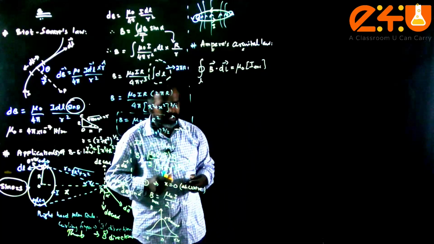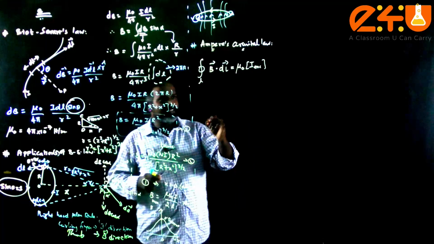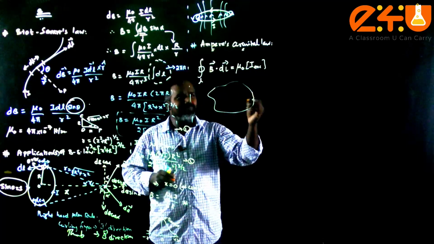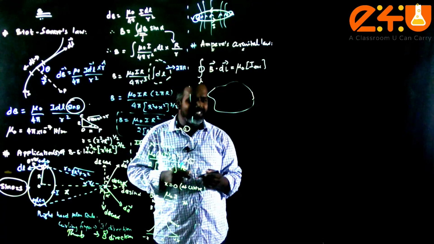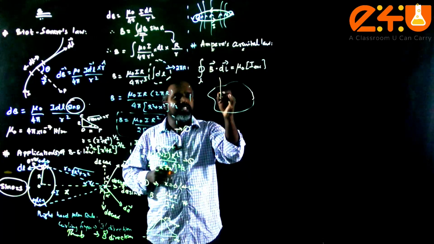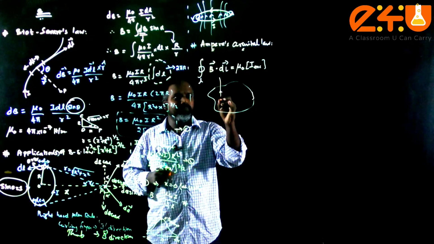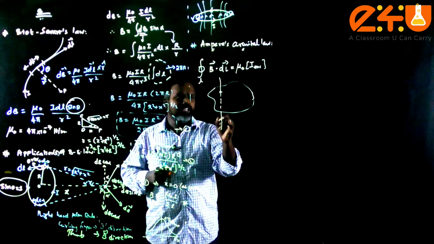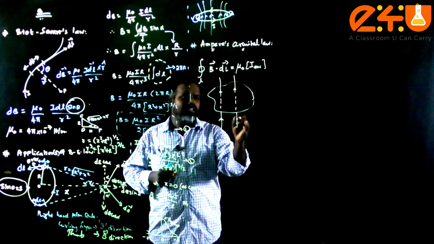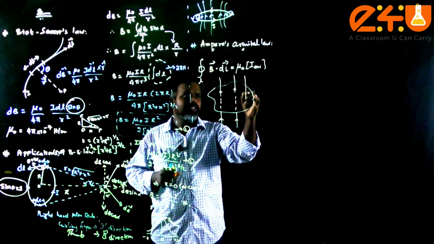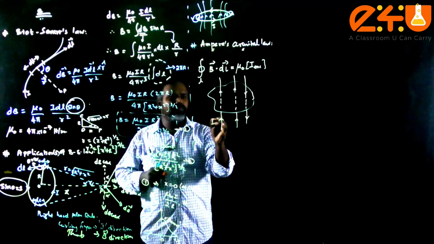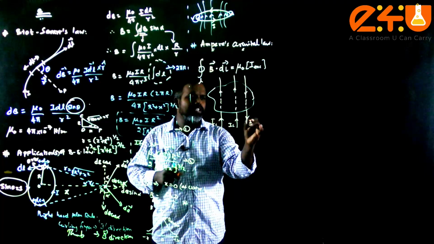Mu naught times what, children? I enclosed. For example, consider some random imaginary Amperian loop. Let us consider there are certain currents which are going outward, and some currents which are going inward, like this. Say, for example, this is I1, I2, I3, etc.